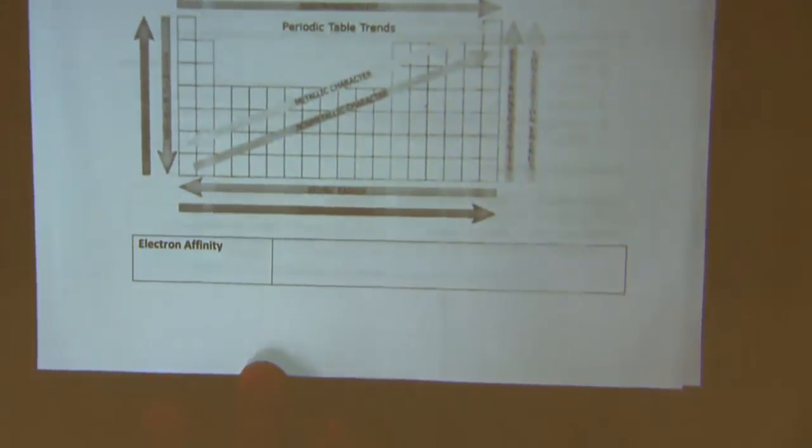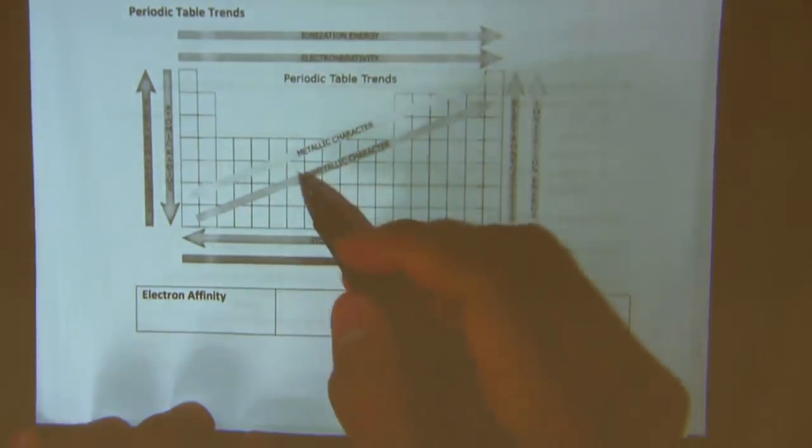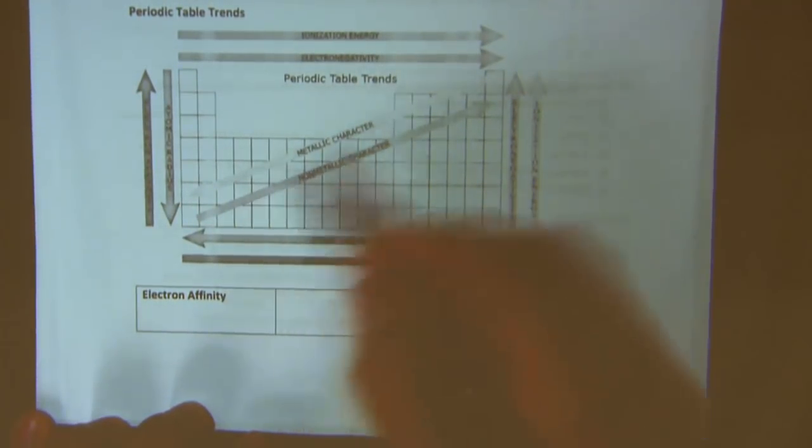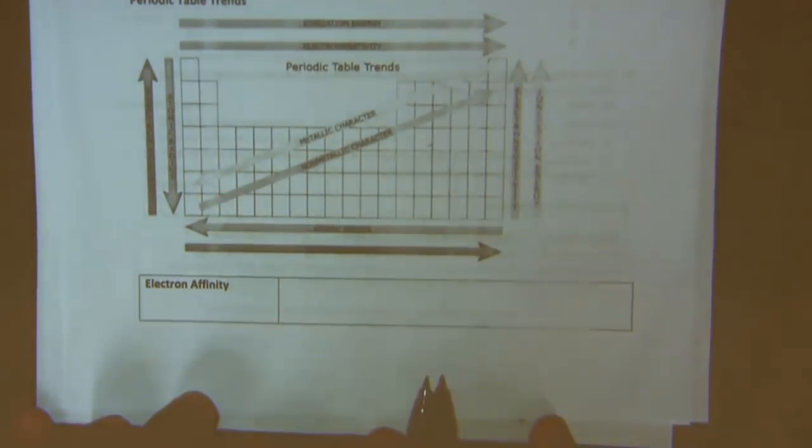Now we can go on to a quick summary of our periodic table trends. Do you have any questions on anything that we've done so far? Okay, cool. This is a really useful picture that depicts all of the trends in which they increase. So we're just going to talk about them for a little bit.